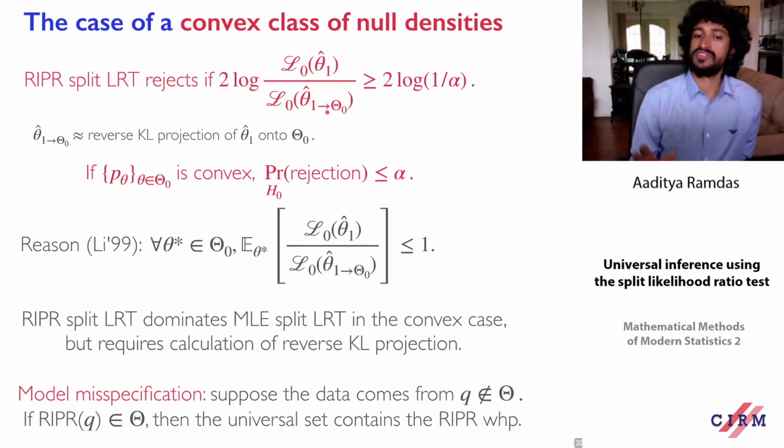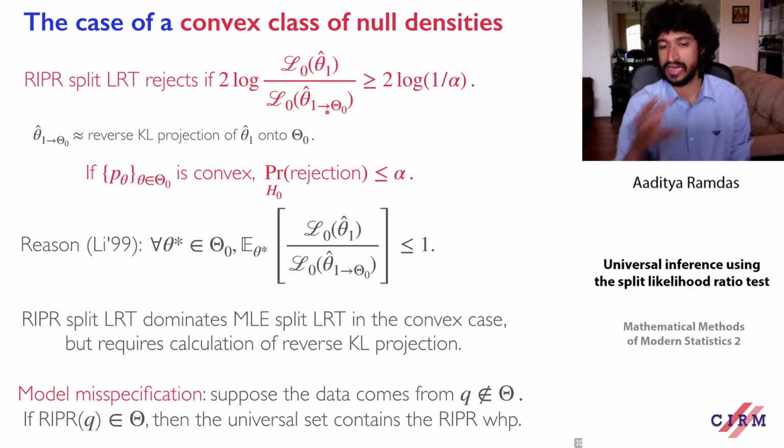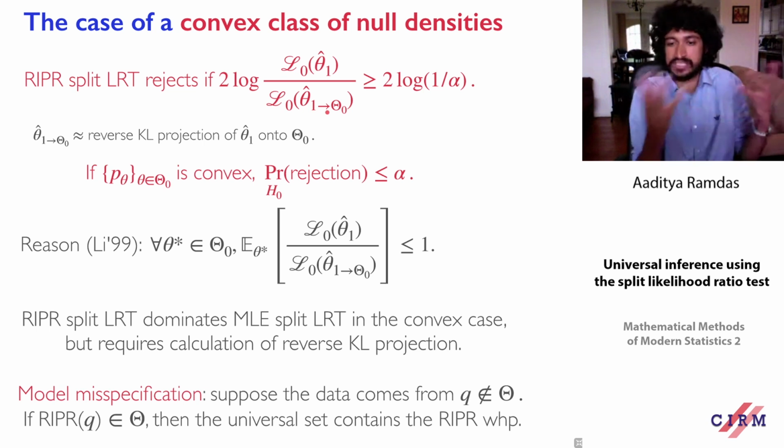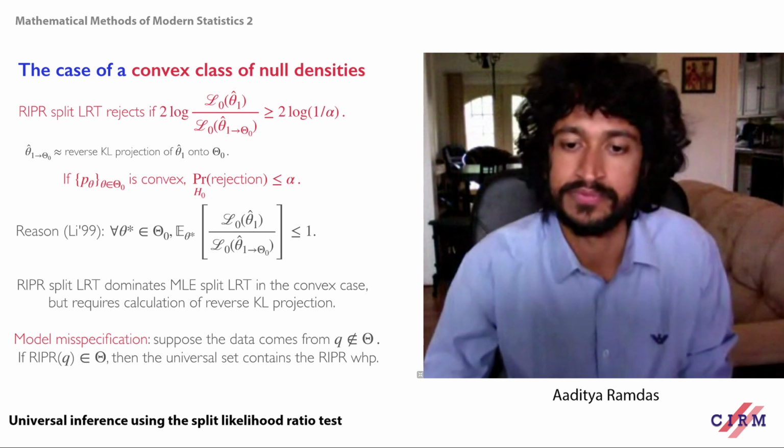As a side note, we can also prove something on the model misspecification front. Suppose the data comes from a set that we're not considering, so it comes from Q, which is not in our set theta. Well, if the Ripper of Q, the projection of Q, is in theta, then the universal set will contain this Ripper with high probability. Essentially, it won't contain Q because our universal set won't contain Q. Q is not in the set we're considering, but it will contain this kind of projection onto the set, which is somewhat natural.